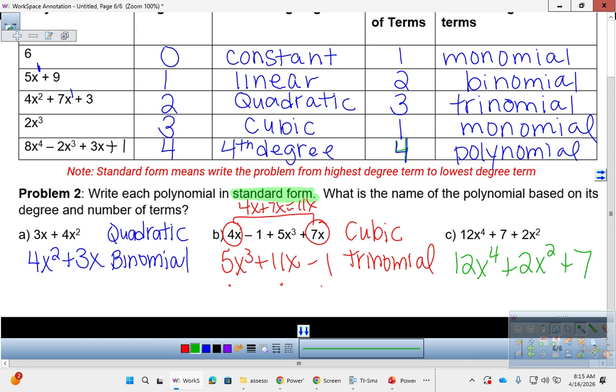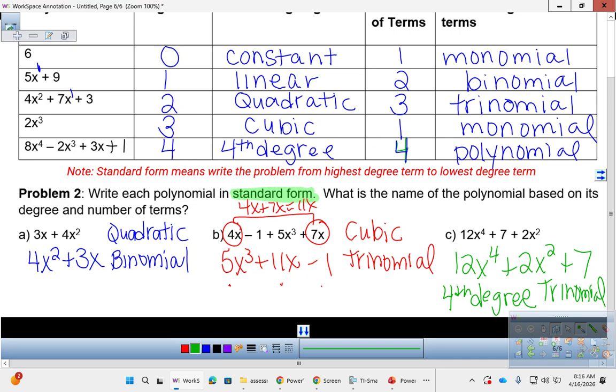So the highest power here is a degree 4, which we just call 4th degree. So this is a 4th degree because of that 4 on the exponent. And there is 1, 2, 3 terms. That's a trinomial. So this is a 4th degree trinomial.